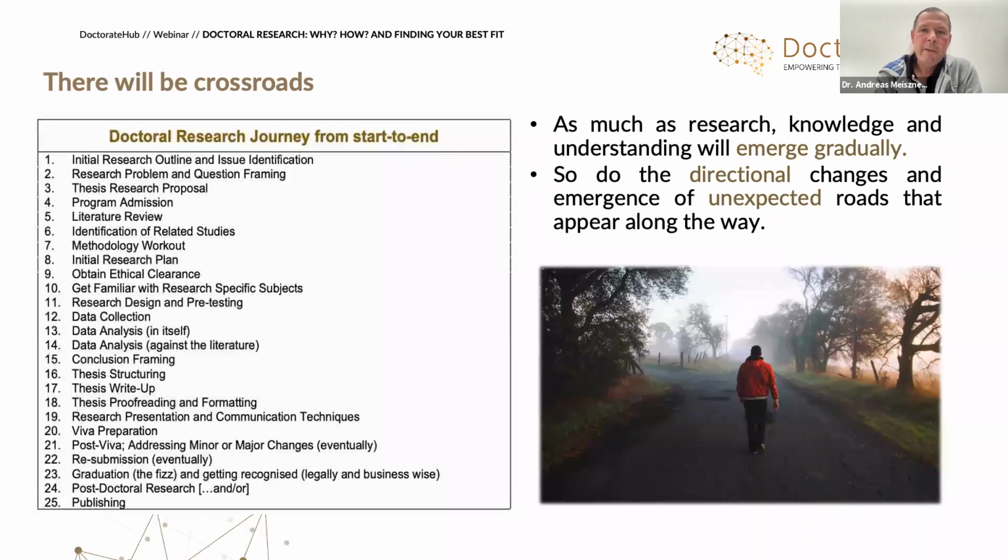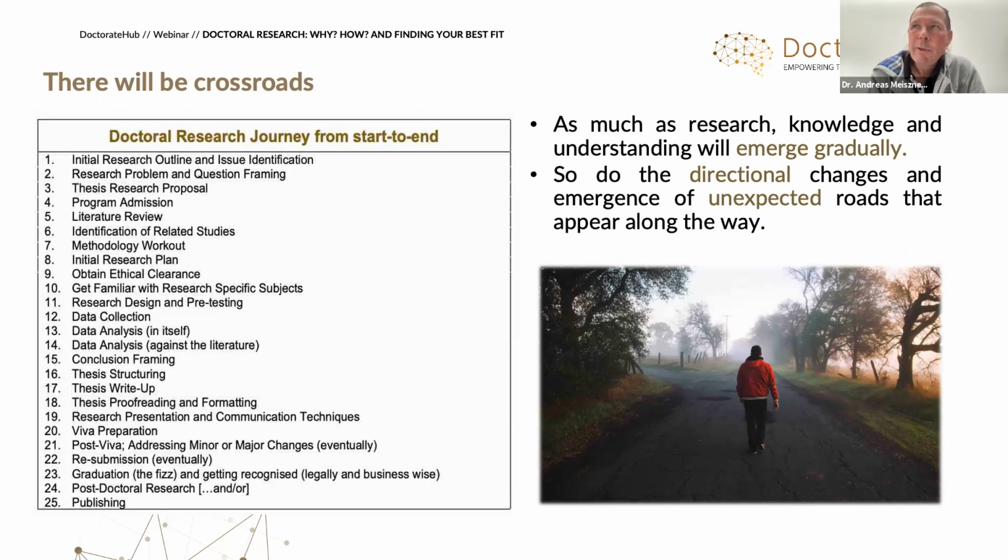And as much as research, knowledge, and understanding will emerge gradually, so do the directional changes and emergences of unexpected roads that appear along the way. So you think it's that way down, but the data that you collected and analyzed suggests that it might be another pathway, or another pathway might be opening based on that data. And this is the same for any type of science. So while you have a clear pathway, the data might be a mean bitch.